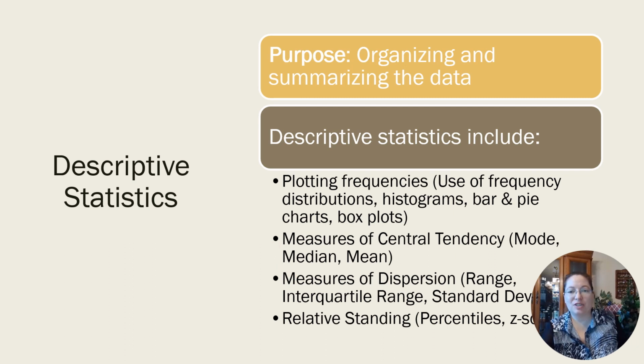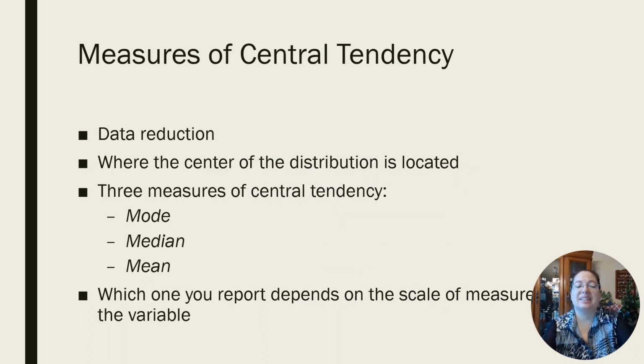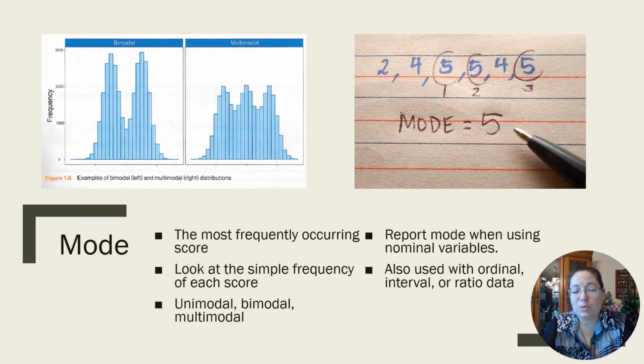Now let's look at measures of central tendency. So measures of central tendency are a way of very quickly explaining where the majority of the data is. So it's a data reduction strategy that tells us where the center of the distribution is located. And we use 3 different measures: mode, median, and mean, which when you report, again, depends on the scale of measurement of the variable. Simplest one is mode.